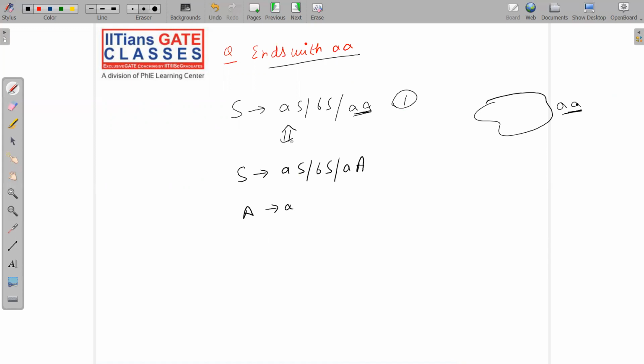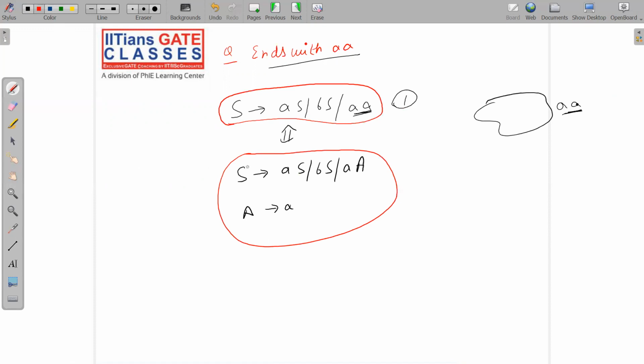By now you have guessed that these two are equivalent grammars. Grammars are equivalent if and only if the language generated is the same. I hope you have guessed it right, that these two are equivalent, because here we are writing double a. So in place of double a, I have written A, and this A goes to a.